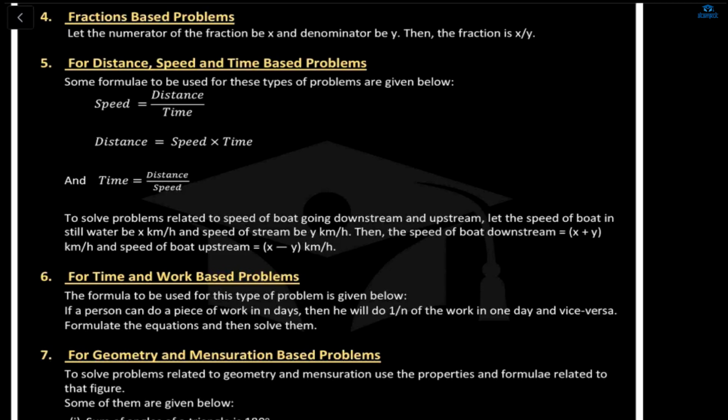Always remember these words, upstream and downstream, because it is a little confusing many times what is upstream and what is downstream. Downstream, both will be in the same direction. Upstream, opposite direction. Okay?